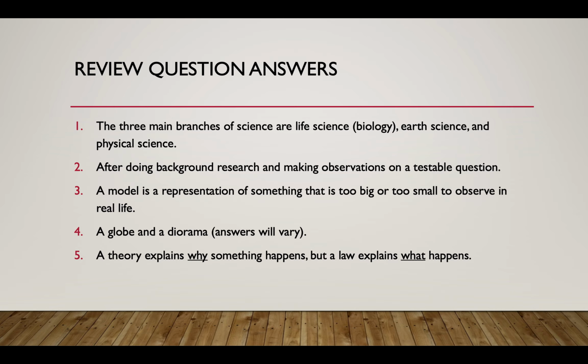A model is a representation of something that is too big or too small to observe in real life. Number 4, what are examples of physical models? A globe and a diorama. Some answers will vary as there are multiple physical models. 5, a theory explains why something happens, but a law explains what happens.